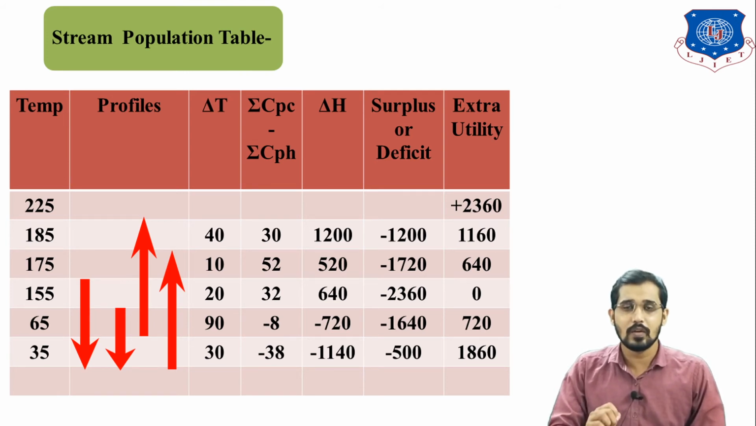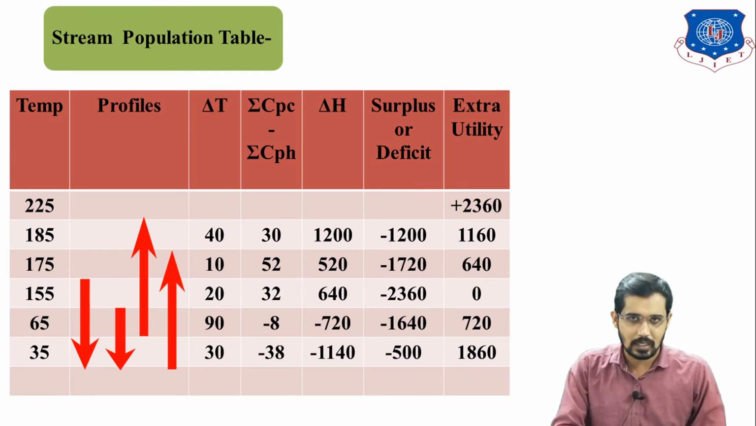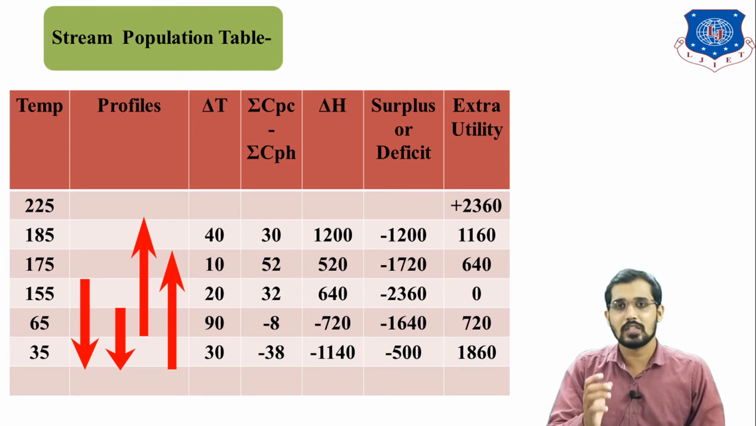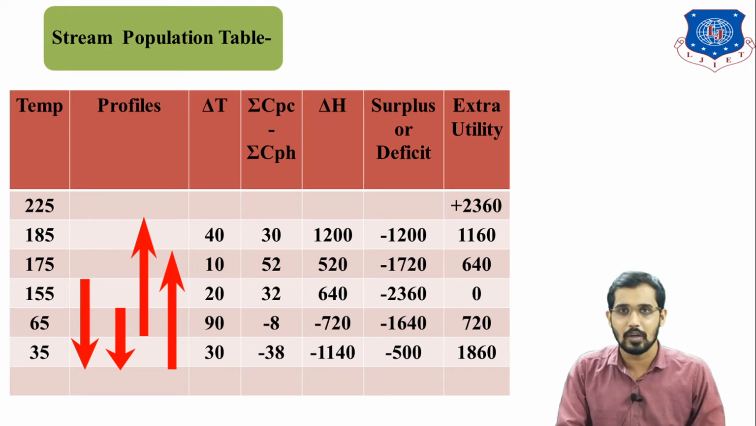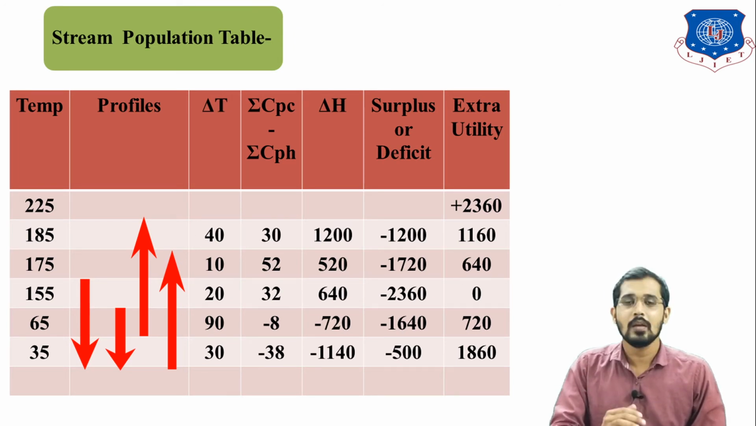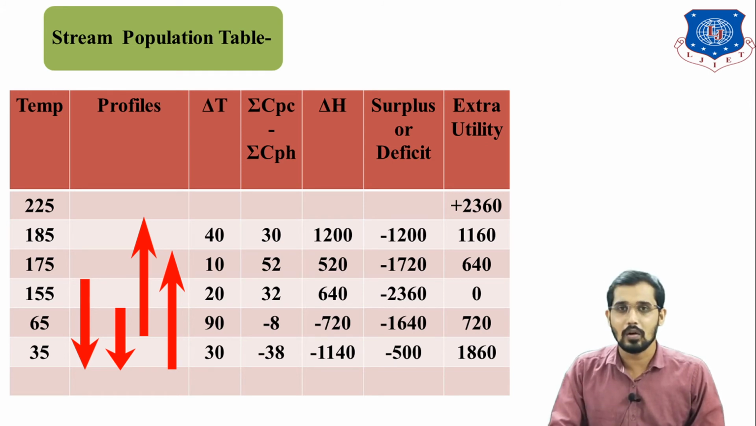So what have we done? Firstly, we found all the hot streams and cold streams. After that, we found the shifted temperature. Before that, we calculated the adjusted temperature, and then we added that adjusted temperature value to the cold stream and removed that value from the hot stream. After that, we got the shifted temperature, and in this table we have written those values in decreasing order in the first column.